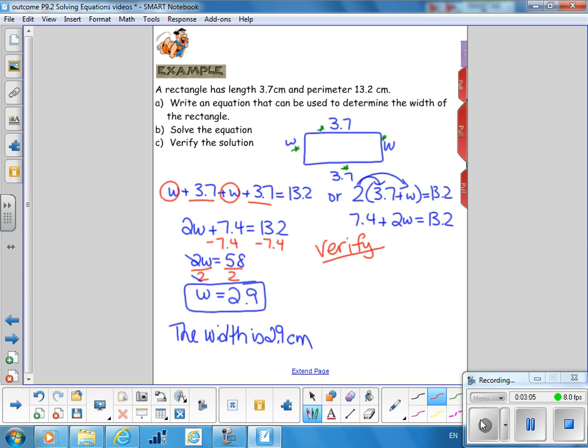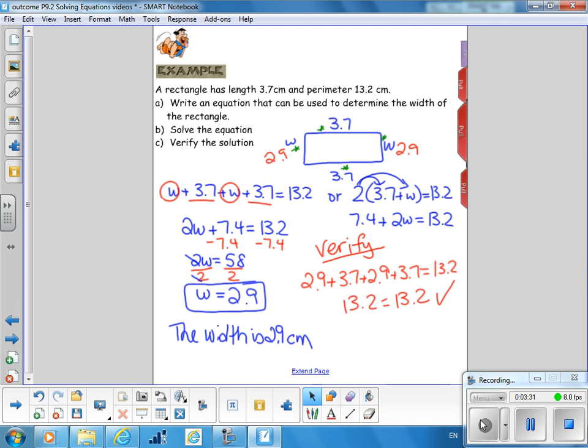We can verify this. Let's go around. If this was 2.9 and 2.9, let's see if that works. 2.9 plus 3.7 plus 2.9 plus 3.7 should give us 13.2 if we did it right. So now add up everything on the left-hand side. Just double check your work. We get 13.2 equals 13.2. So we know we did this question correct.